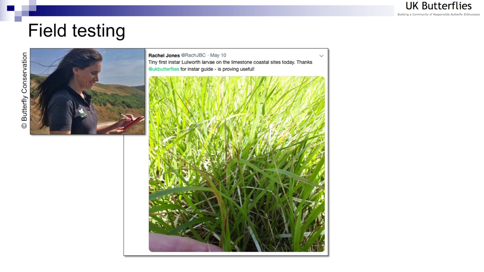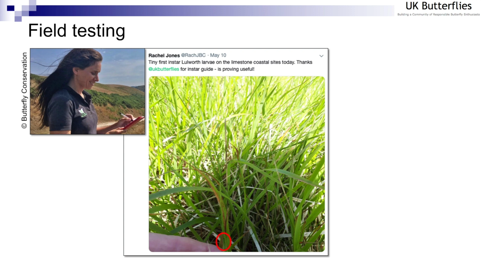So further validation came through working with Rachel Jones, who works for Butterfly Conservation, and she's studying the Lulworth skipper for her PhD thesis. And one of the things she was doing was also presenting at the symposium on her PhD. And I explained to her that if she ever needed any help with the identification of the larvae that she was searching for, just to let me know. So I actually pulled together the first description, the species description, which was of the Lulworth skipper, and I sent it over to Rachel, and she applied it in the field and was able to identify a first instar Lulworth skipper larva. She posted on Twitter here.